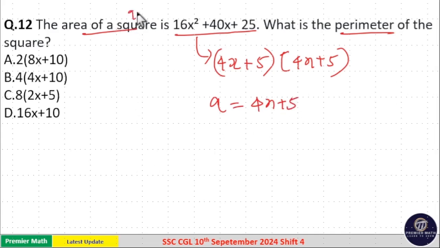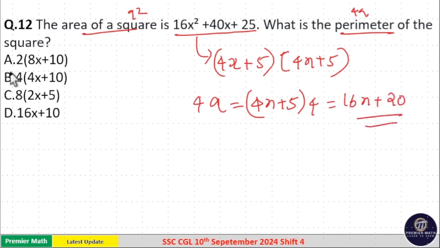Because area of square is equal to A square. Now perimeter of square is equal to 4A. So multiply 4 with 4x plus 5, which is equal to 16x plus 5 into 4, 20. 2 into 8, 16x plus 2 into 10, 20. Here option A is your answer.